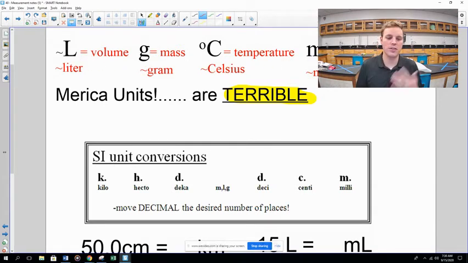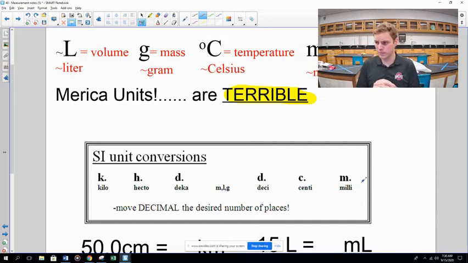So for example, let's talk about liters, okay? So you could have a kiloliter or a deciliter or a milliliter. You guys have probably heard of that one before, I hope. And so these prefixes go ahead of the word to explain how big it is. And that is important for a lot of reasons.